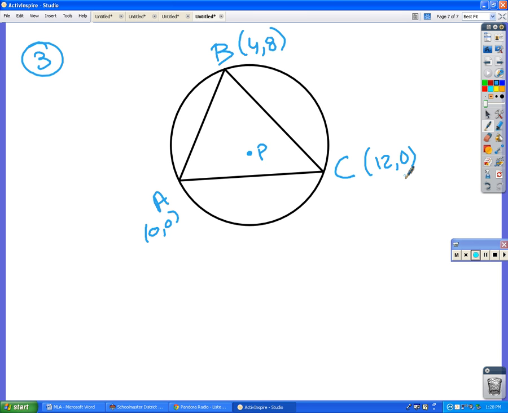All right, so now it says point P is the center of the circumscribed circle around triangle ABC. Find the coordinates of point P, so find the coordinates of the center of that circle if we know the vertices of the triangle.